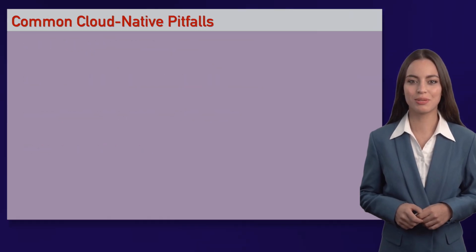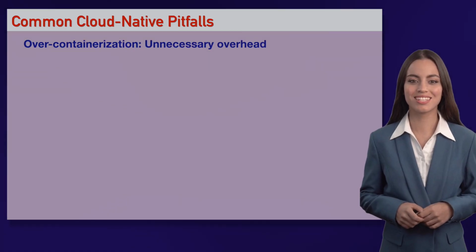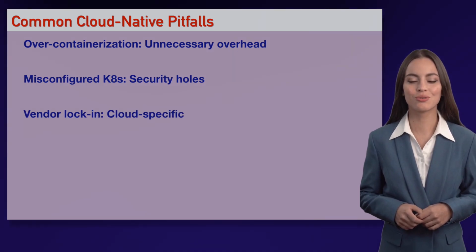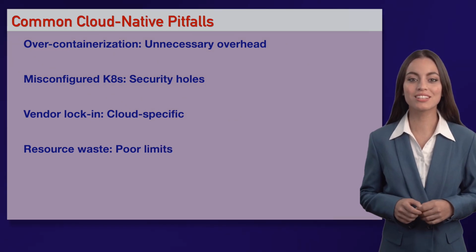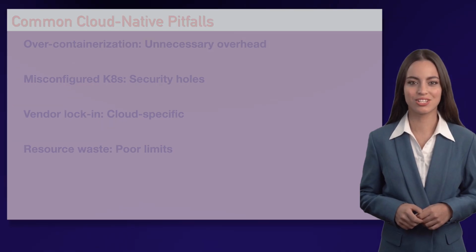Common cloud-native pitfalls. Over-containerizing simple apps adds unnecessary overhead. Evaluate need. Misconfigured Kubernetes exposes security holes like open ports. Cloud-specific features cause vendor lock-in. Poor resource limits waste costs through over-allocation.